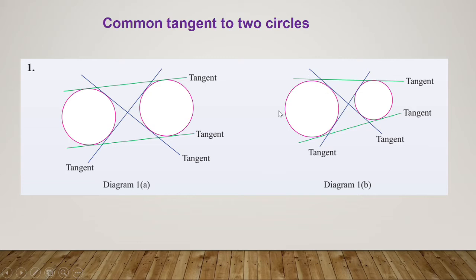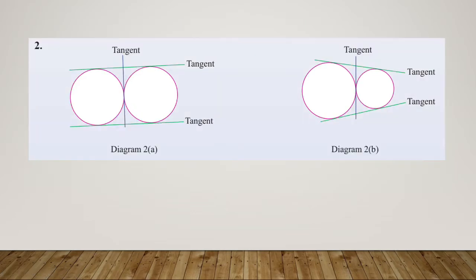If we have a bigger circle with a smaller one, same thing, we will have four tangents: 1, 2, 3, and 4. Now we look at the second type, whereby the circles are touching each other at one point like this, or attached together. So if you have two circles that attach together like this, you will have three tangents, 1, 2, 3. And the same with a bigger and smaller one, you have three tangents.